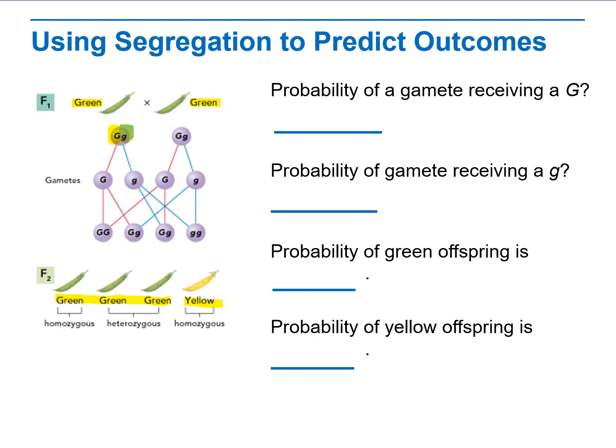So the probability of a gamete receiving a dominant allele is 50% or 1/2. The probability of a gamete receiving a recessive allele is 50% or 1/2. And the probability of green offspring is 3/4, because those heterozygous individuals also come out green. And the probability of yellow offspring is 1/4.